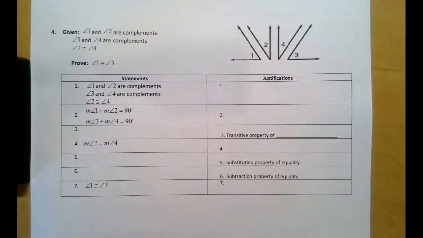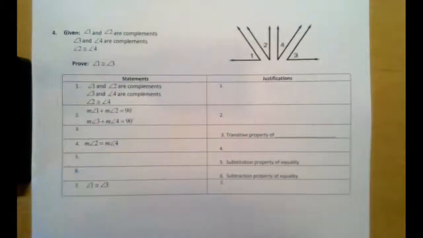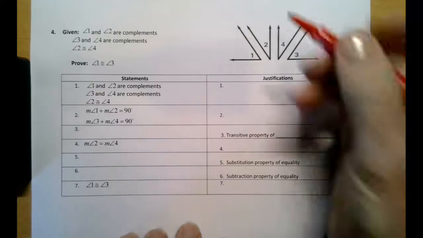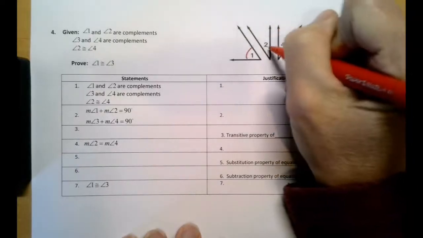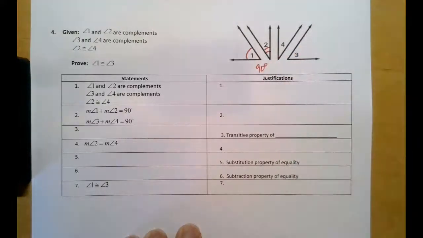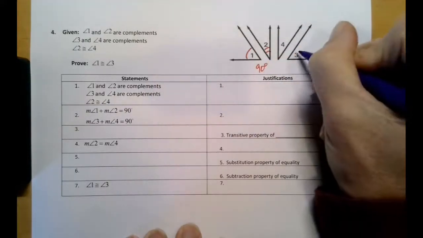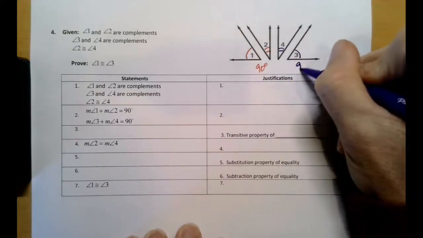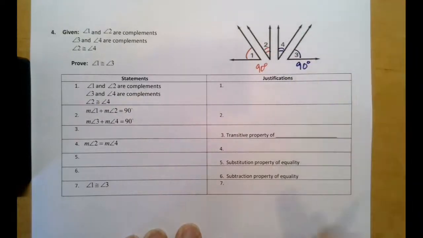All right, let's check out 4. Let's see if we can jump into someone else's head and try to see what their plan was and what they were thinking. I know that 1 and 2 are complements. So 1 plus 2 is equal to 90 degrees because that's what they told me. I know that angles 3 and 4 are complements. They add to 90 degrees. That's what somebody told me.